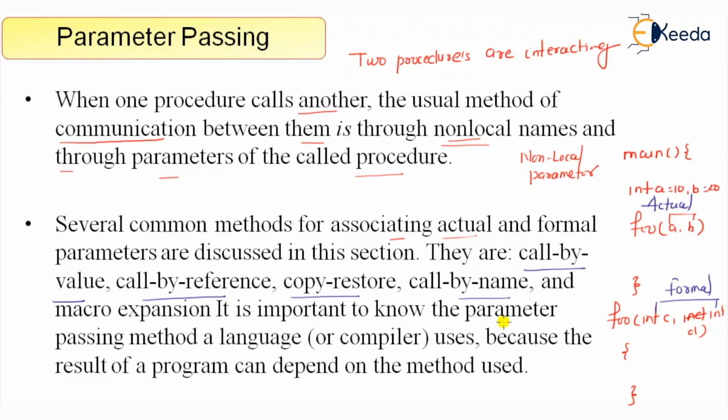It is important to know which parameter passing method a language uses, because the result of the program may depend upon the method used. The parameter passing mechanism the language uses will affect the final output of the program.